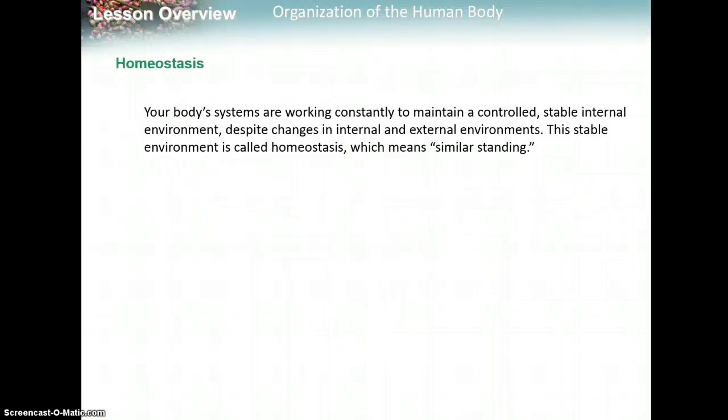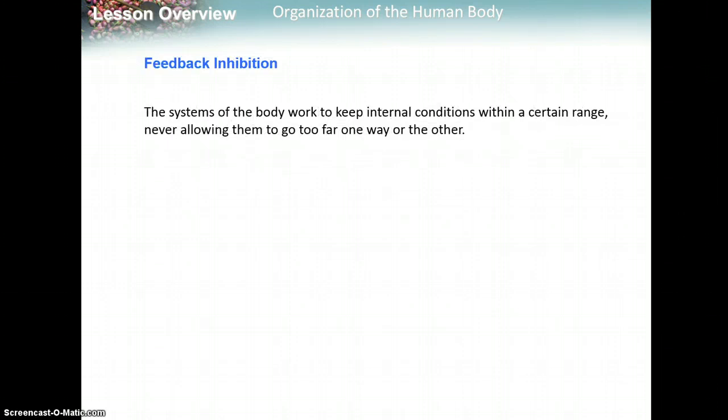Okay, so just to go briefly over homeostasis again, because this plays a big role in this section. Your body's constantly trying to maintain some sort of controlled, stable internal environment, despite any changes that are happening internally or in the external environment. The stable environment is called homeostasis, which means similar standing, or to remain the same. So this is what feedback inhibition is.